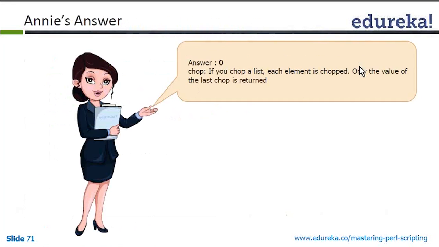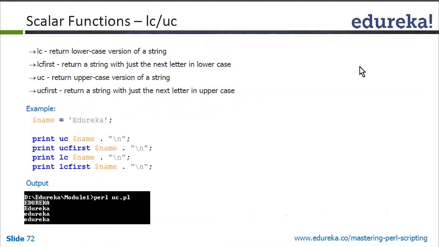So again, scalar functions. So we have lowercase and uppercase. Lowercase returns the lowercase of a string, and LC first returns a string with just the next letter in lowercase. Okay, so if you do LC first, it will just return the next letter in lowercase, and similarly UC first will return the next letter in uppercase, and UC will return in uppercase. So these are very simple functions.